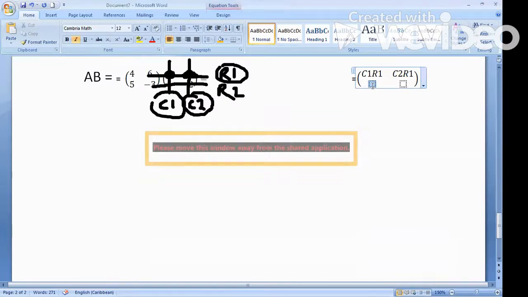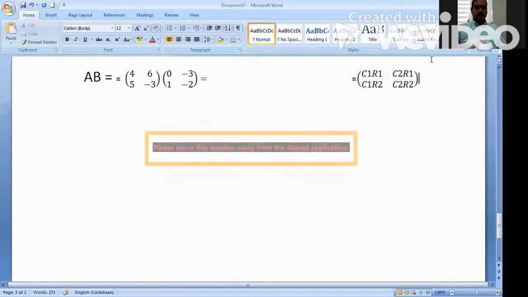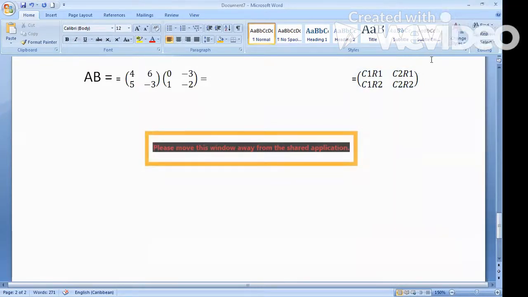What about this? Who wants to tell me what goes here? It's still column 1, but now it's row 2. Over here it says column 2 and row 2. All right. So guess what? Now I'm going to teach you guys.